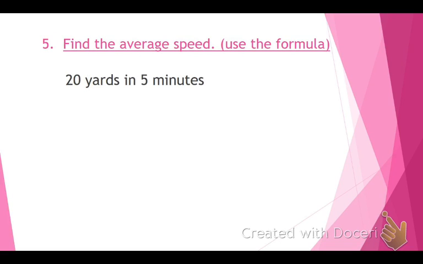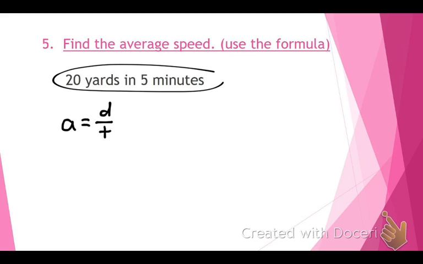Number 5 says find the average speed, and we have to use the formula. What is the formula that we know for finding the average speed? A equals D over T. What does the A equals D over T stand for? Average speed equals distance over time.